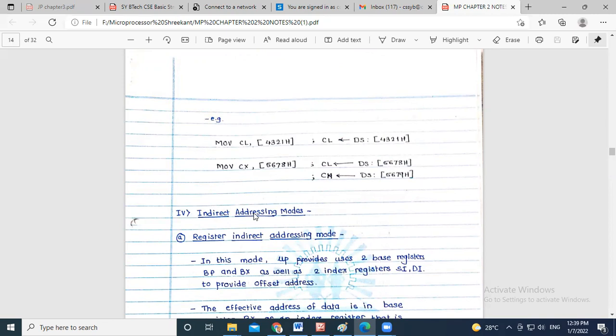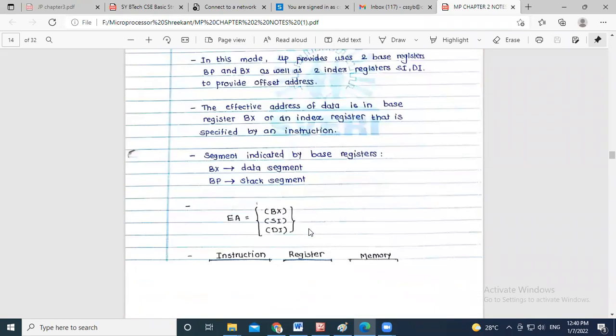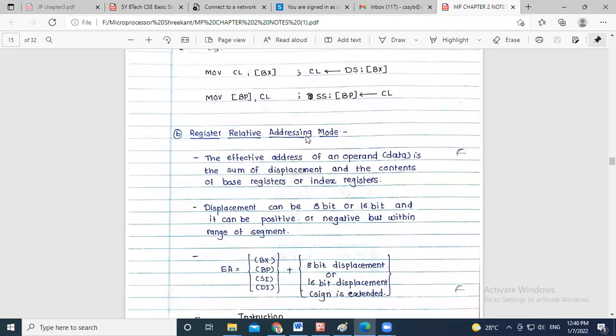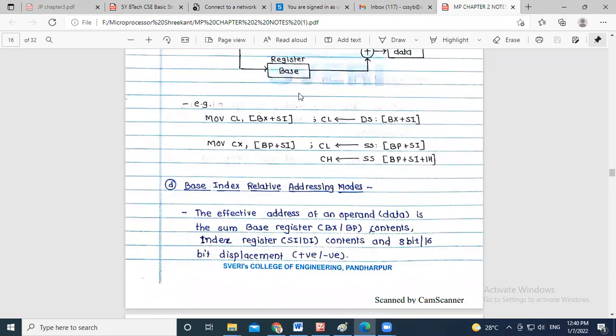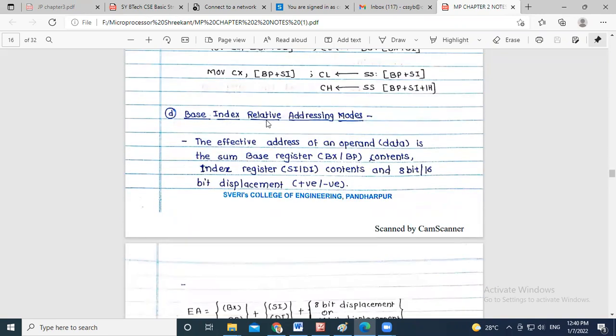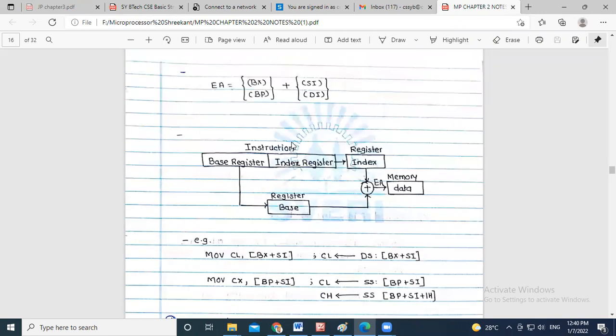In the next, fourth category, we will move to indirect addressing mode. The first one is immediate addressing mode, the second is register addressing mode, the third is direct addressing mode, and now the fourth one is indirect addressing mode. In indirect addressing mode, again there are categories: register indirect addressing mode, register relative addressing mode, based index addressing mode, and base index relative addressing mode.